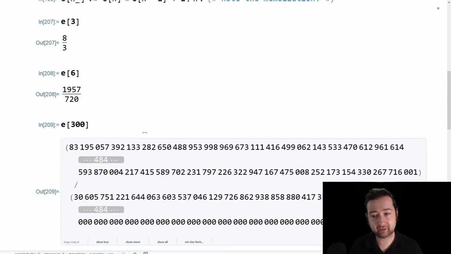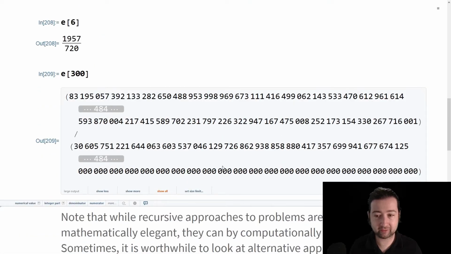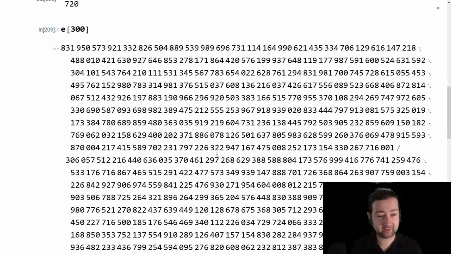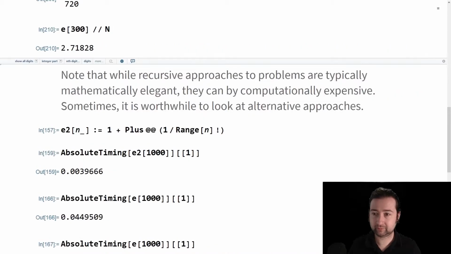E of 300 is a large number. I'll show all of it so you can see it. It's a pretty big number. It's a fraction. So actually, I'm curious here what this is equal to. Oh, that's starting to get pretty close to e at this point.